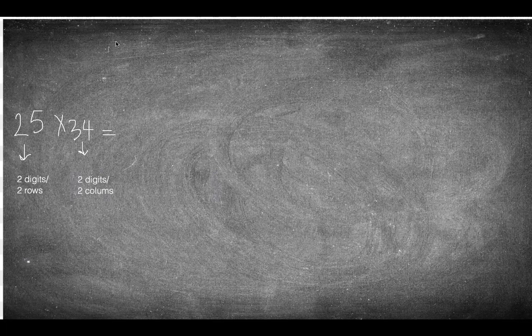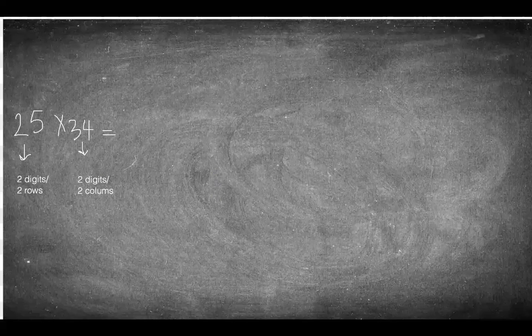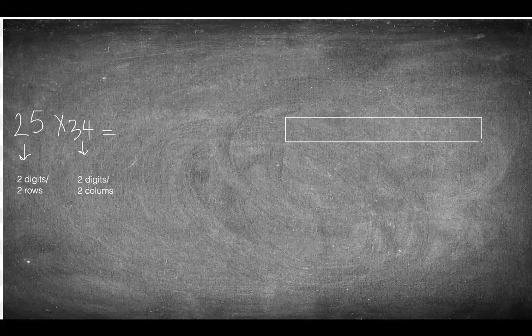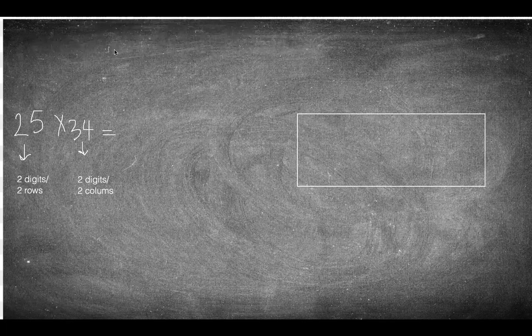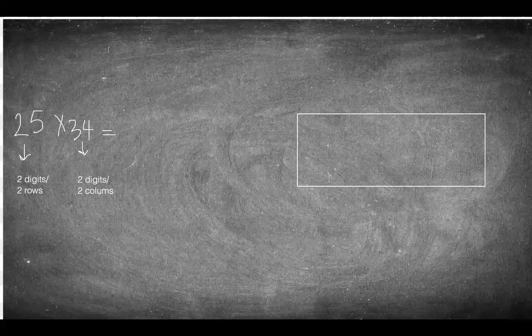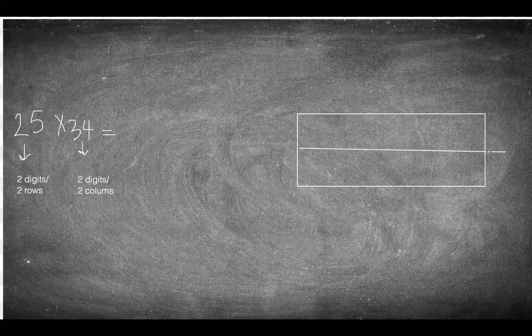So let's get started and draw our unit bar. Let me make it a little bit bigger. Okay, let's start again. I'm going to have 1 unit bar, and I'm going to need 2 rows this time because I have 2 digits. And then I'm also going to need 2 columns like that.